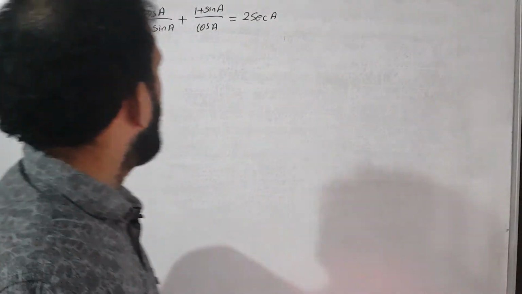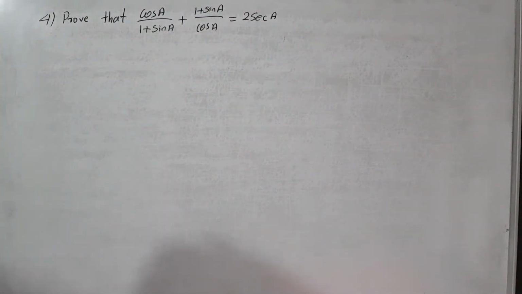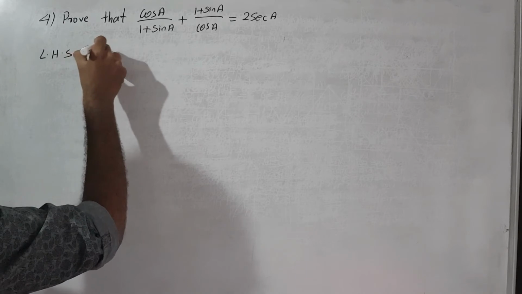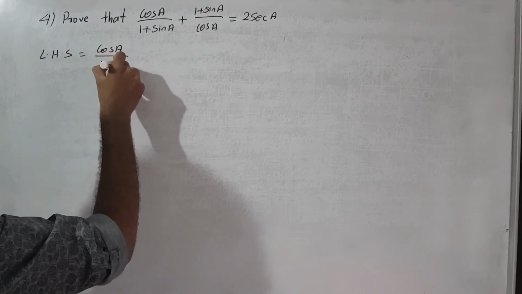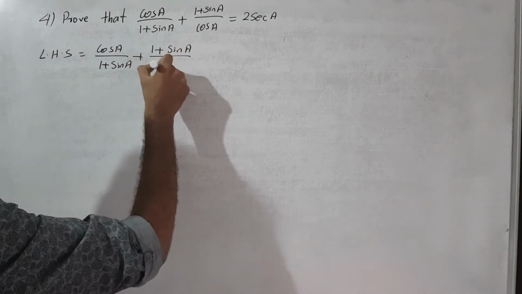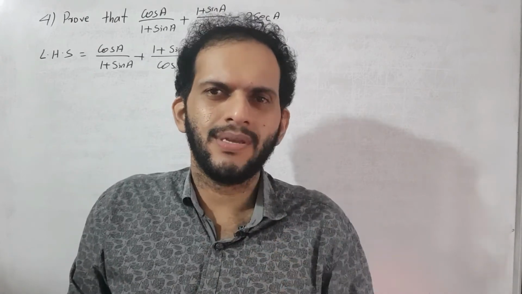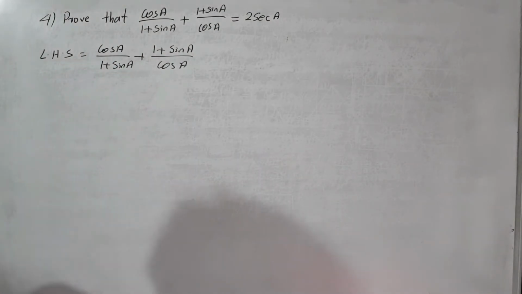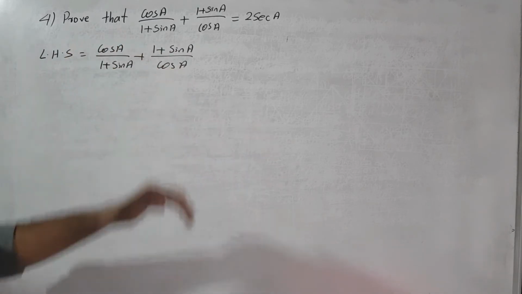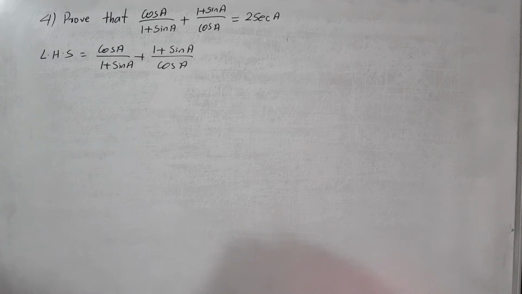The question is like this. Prove that cos A by 1 plus sin A plus 1 plus sin A by cos A is equal to sec A. Okay, then starting from LHS, LHS is equal to cos A by 1 plus sin A plus 1 plus sin A by cos A. Next we check if any ratio needs to be converted in terms of sine or cos. No, it is not needed. Why? Because it is already given in terms of sine and cos. All the ratios are in terms of sine and cos, correct? So none is remaining to convert in terms of sine and cos.